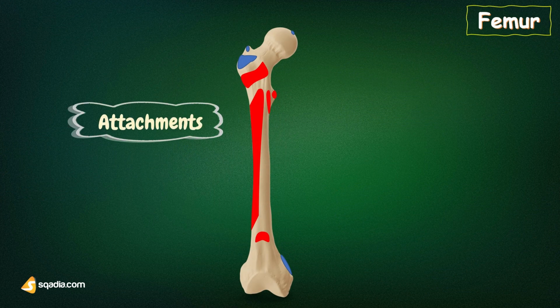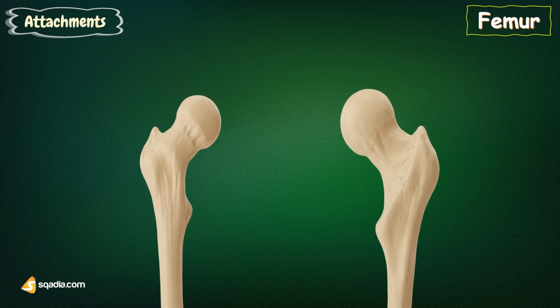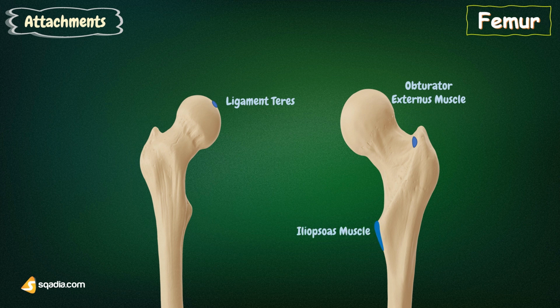Let's look at the muscular attachments, starting with the muscles that originate or insert at the proximal end of the femur. The fovea capitis, the small depression on the head of the femur, is the place where ligamentum teres inserts. Obturator externus muscle inserts at the internal part of the greater trochanter on the neck. Lesser trochanter is the site of insertion for iliopsoas.